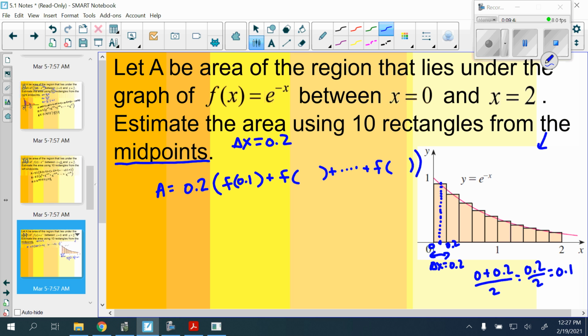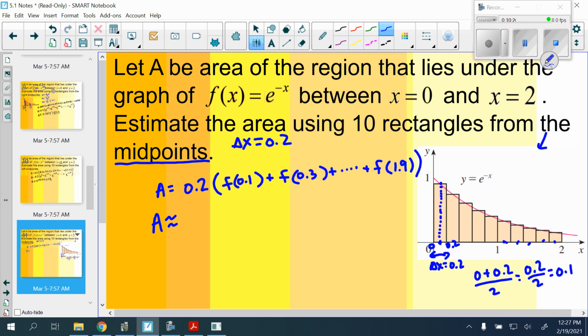Okay, so once you find that first one, now we know the next one is going to be 0.2 over from that. So that next one should be 0.3. The next one would be 0.5, 0.7. All the way over, this one's going to be 1.1, 1.3, 1.5, 1.7. The last one we should get to would be at 1.9. So we're taking all of those and adding them up. And that should give you the midpoint estimate of this one.